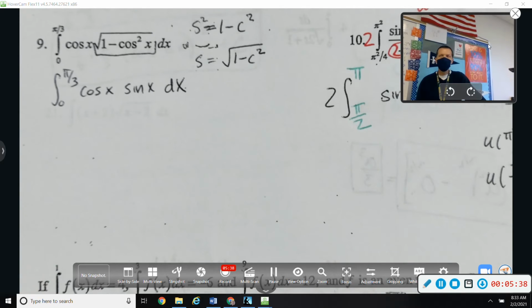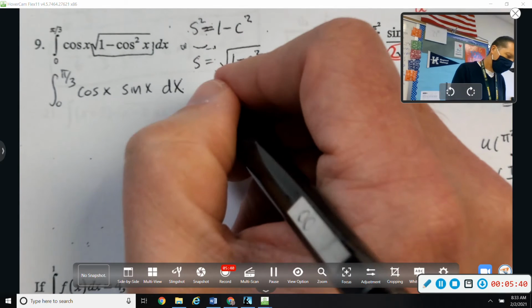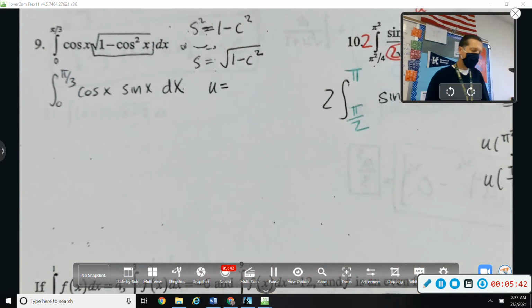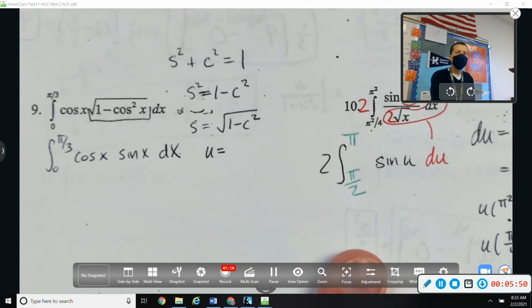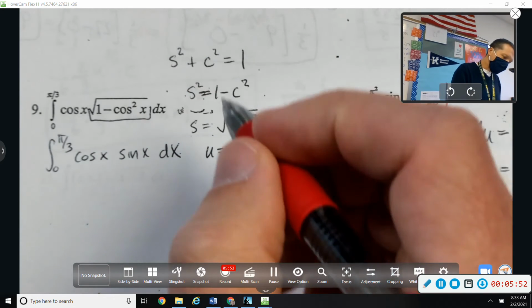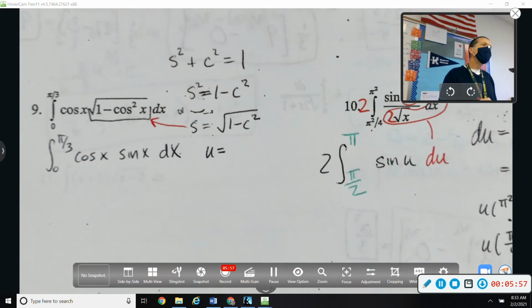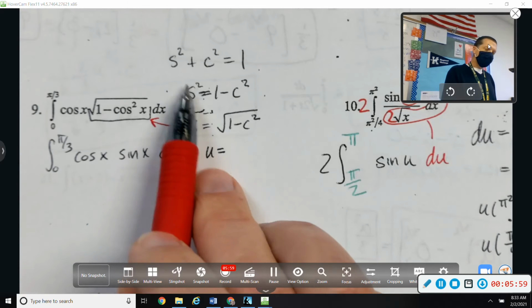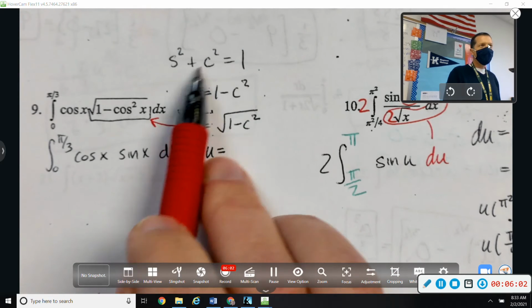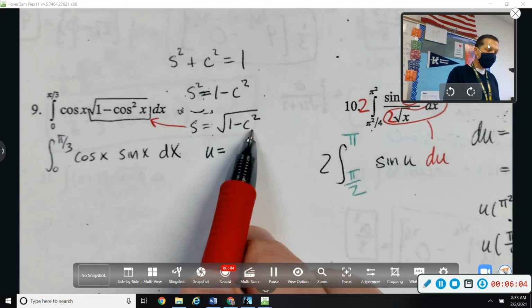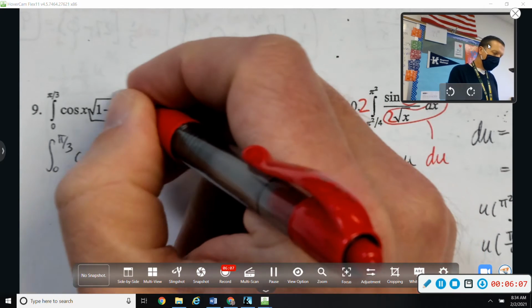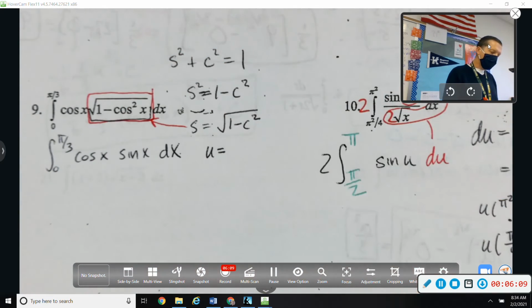Now I still have a u du situation, but at least it looks a little bit better. I started with sine squared plus cosine squared is 1. Move things around. Sine is the square root of 1 minus cosine squared. So I can replace 1 minus cosine squared with sine. And then we just remove that.